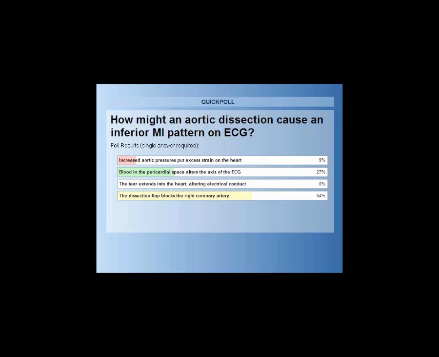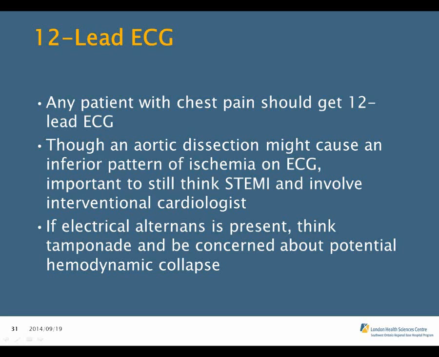So back to pre-hospital management. Any patient with chest pain should be getting a 12-lead ECG in the field. And though an aortic dissection might cause an inferior pattern of ischemia on ECG, as Matt said, it's really still important to be thinking about a STEMI, and you should be getting on the line with an interventional cardiologist. Bottom line, you're bringing them to hospital. Most centers with a cath lab will also have cardiac surgery, so if they discover on the table that this is a dissection, they're still in the same place and you can get prompt treatment for that.